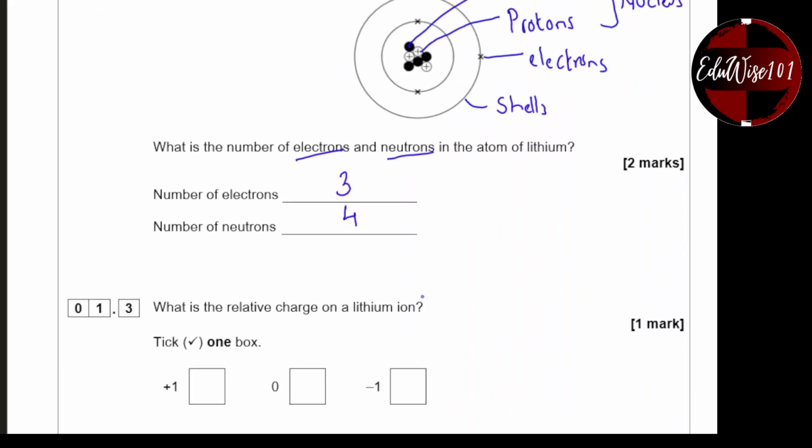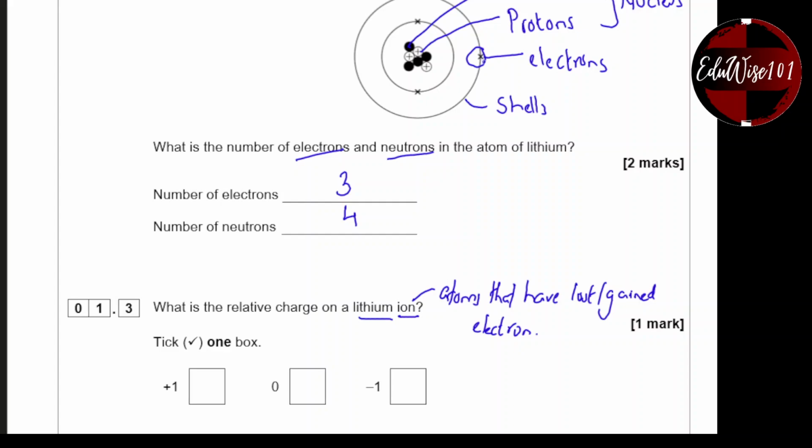What is the relative charge of a lithium ion? Now, a lithium ion, remember, an ion is an atom that has lost or gained electrons. Now, because lithium is a metal and it has only 1 electron in the outer shell, it will lose that electron.